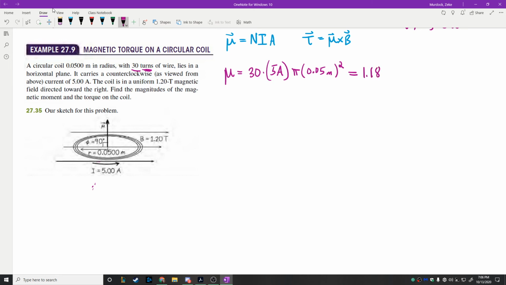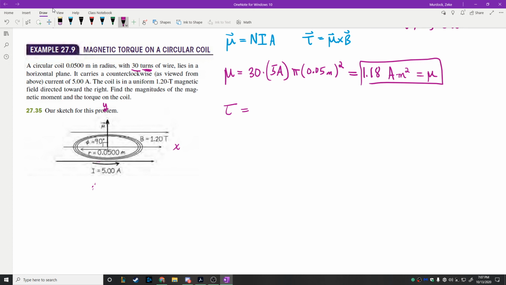So I got 1.18, and the units are just amps times meters squared. So that's our magnetic moment. The second thing we want to do is find the torque on the coil. To find the torque, we're going to be doing mu cross B. In this case, the magnetic field points to the right, mu points up. Let's define some axes. Let's call this the x direction. Let's call this the y direction.